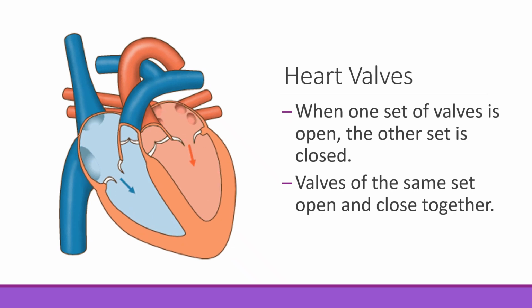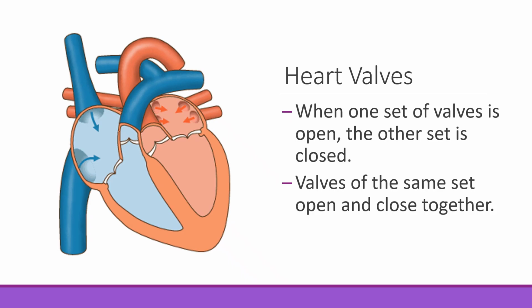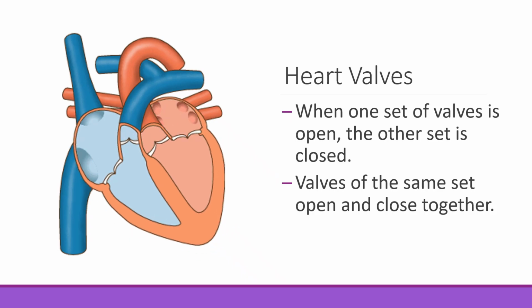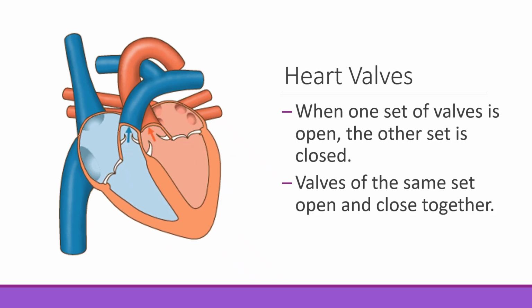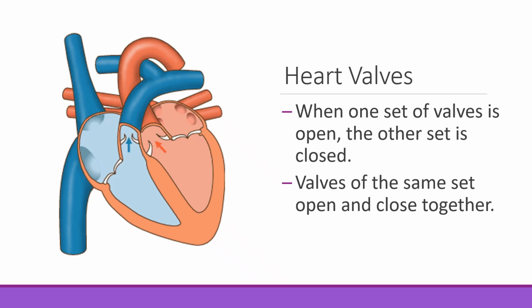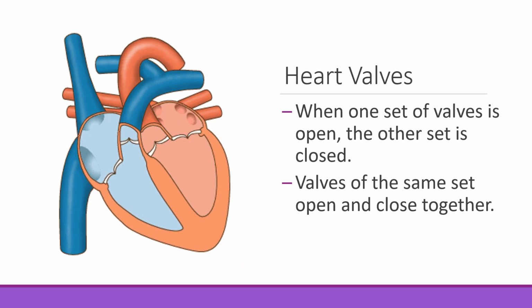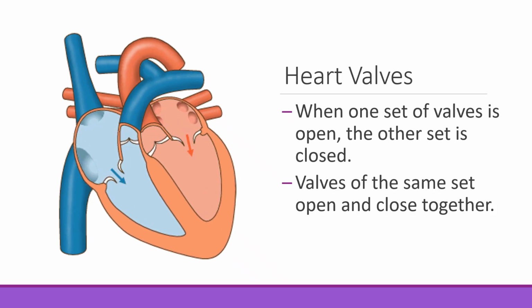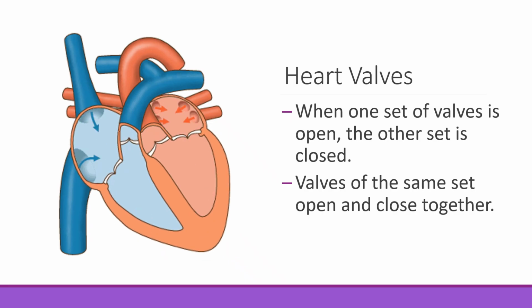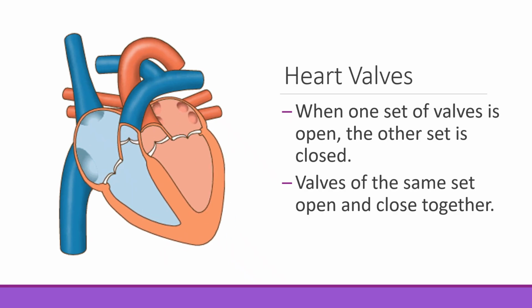All right, so here's the rule. When one set of valves is open, the other set is closed. When I say a set, I mean the AV valves: the right and left AV valves, or tricuspid and bicuspid, are considered a set. The pulmonic and aortic valves are considered a set. So when one set is open, the other set is closed, and vice versa.